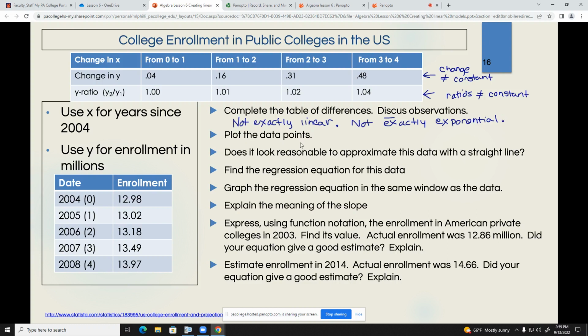It now asks me to plot the data points, and this is really what I want to focus on in this video, is how to plot these data points. So before I go to my graphing calculator, I noticed that we're to use X for years since 2004. So my X values are the 0, 1, 2, 3, 4. And then my enrollment is the Y values, and those are given here as well.